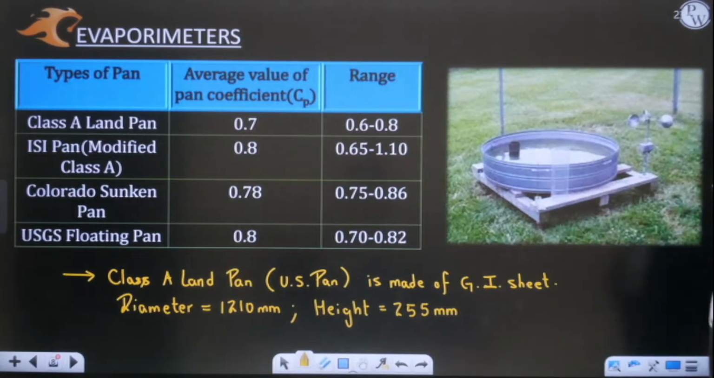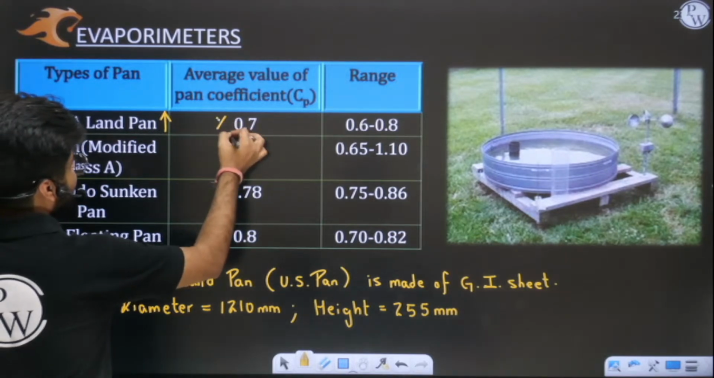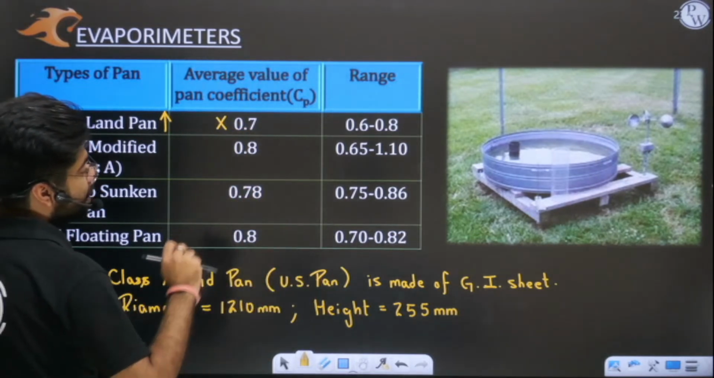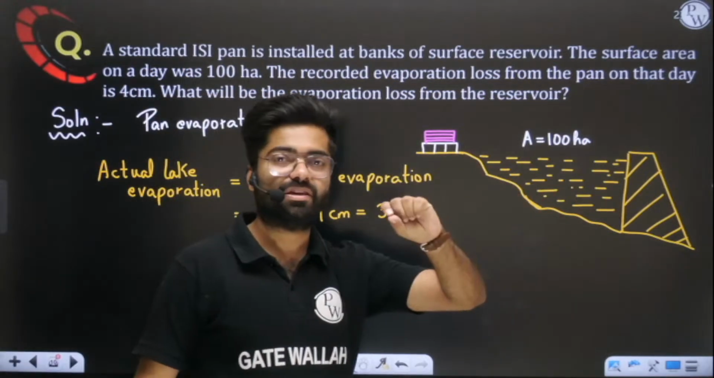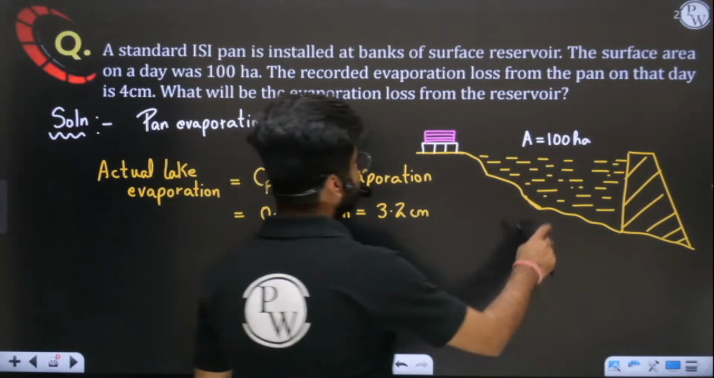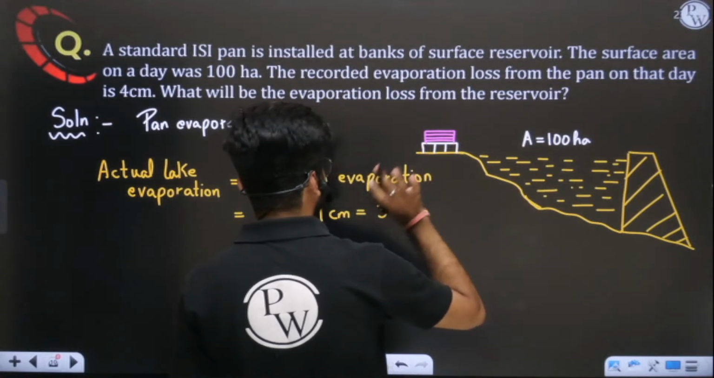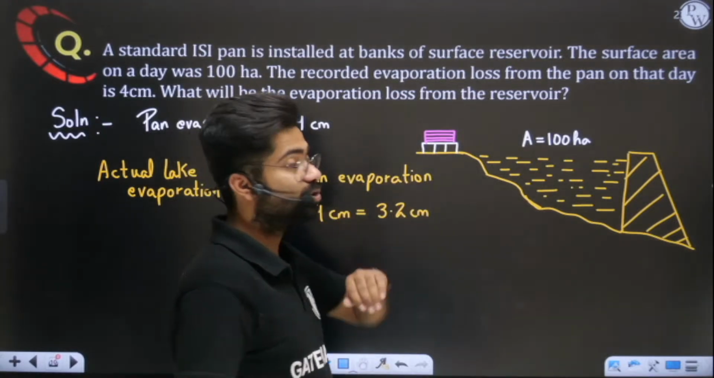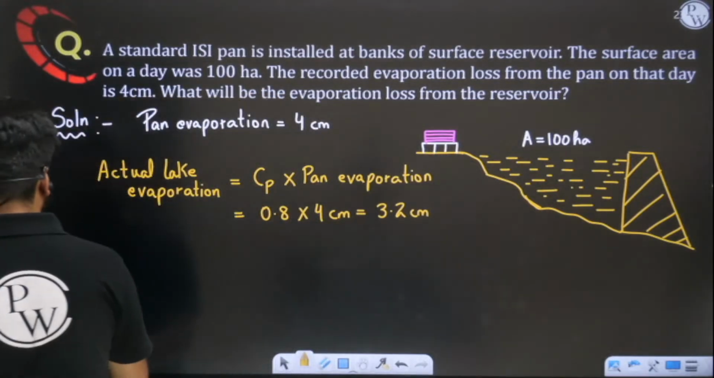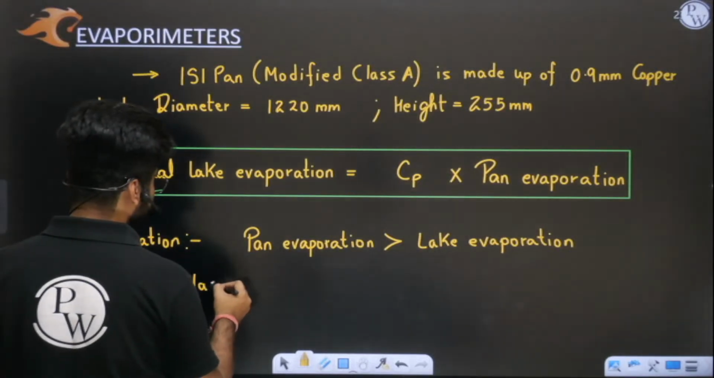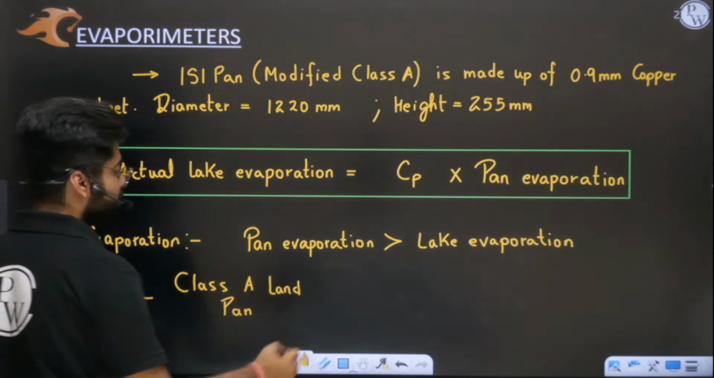How come? Listen very carefully, I am seeing your comments. This class A land pan has the highest evaporation. That's why you have to multiply it by 0.7 so that it becomes equal to the lake. No matter what happens, the lake will have the same evaporation every time. But in the vicinity, if you place the class A land pan one time, the Indian standard pan the second time, and the Colorado sunken pan the third time, in all cases pan evaporation is different. It will be highest in the case of the class A land pan.